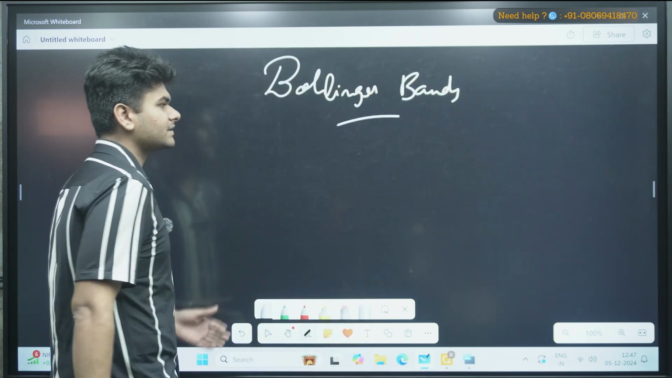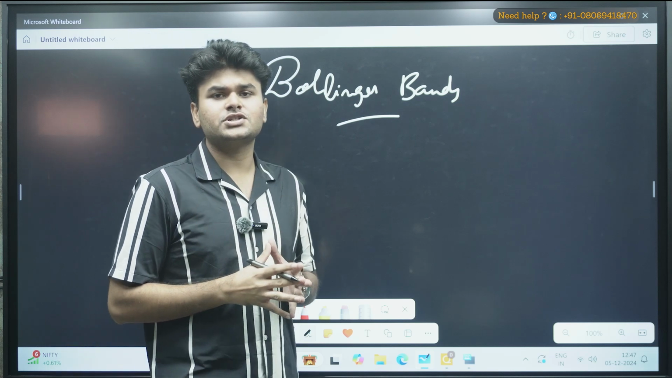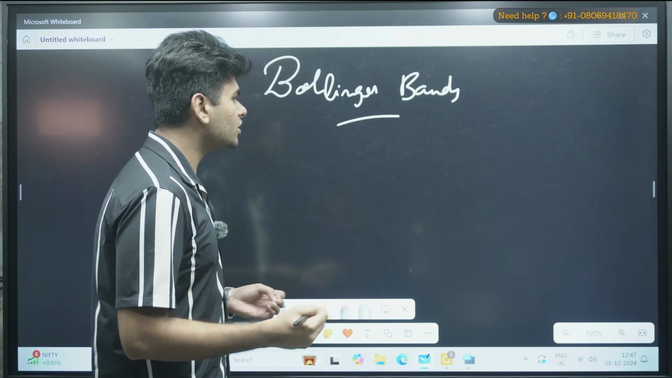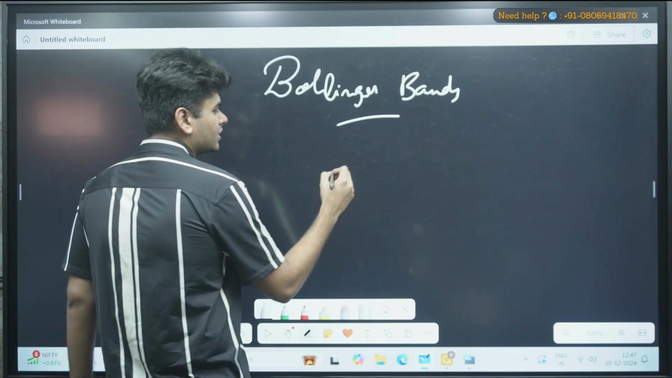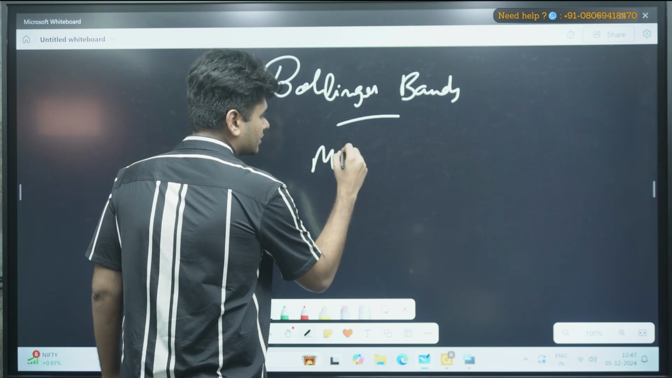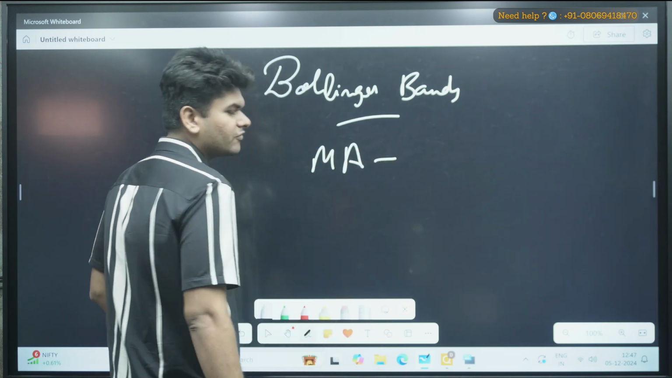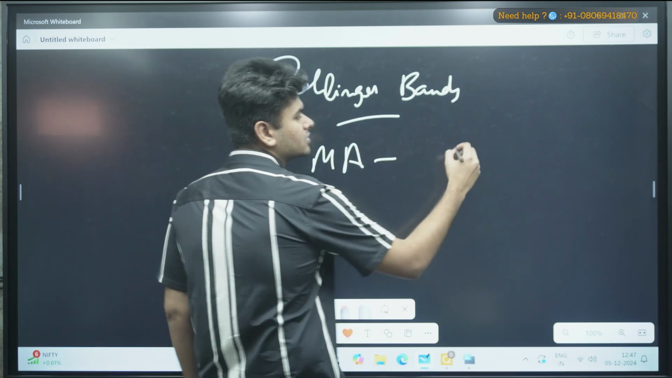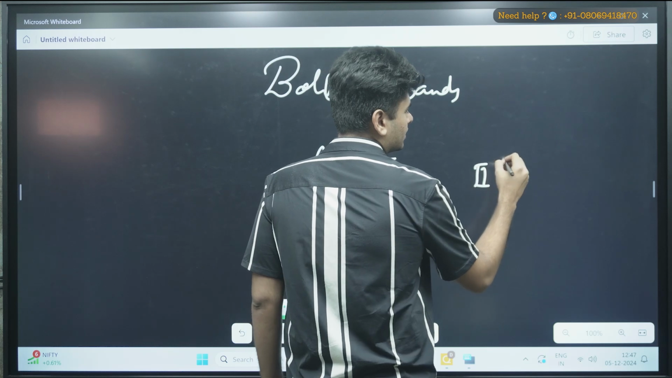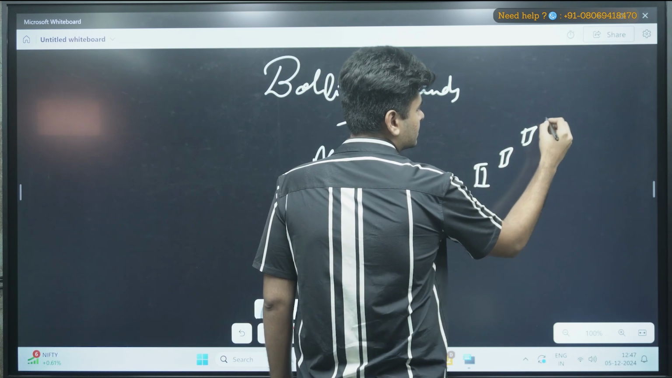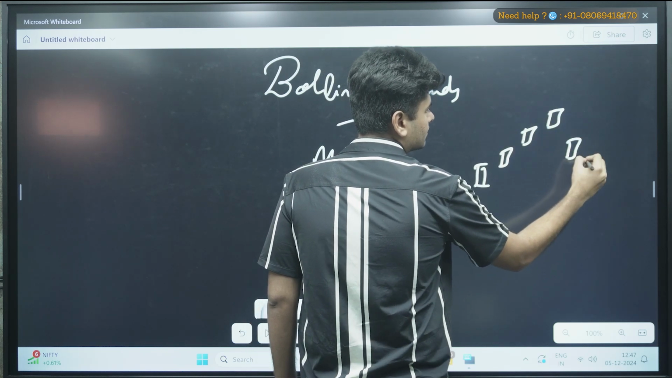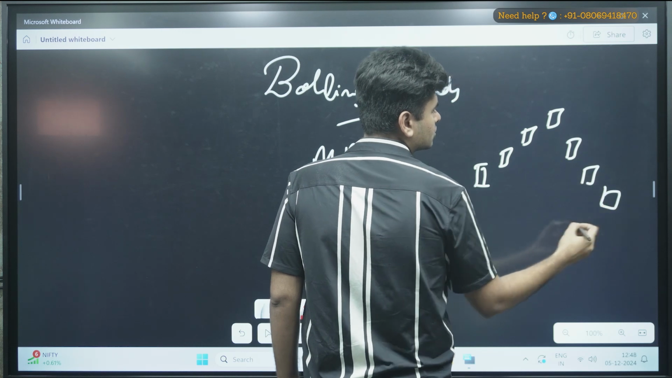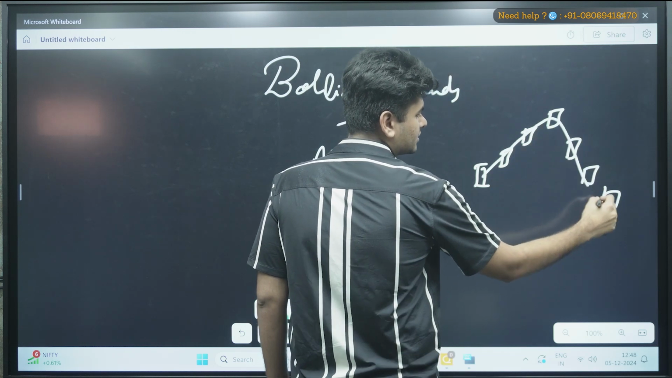So what are Bollinger Bands actually? What you're doing here in a Bollinger Band is that initially you have an MA. So there is an MA in the center. Let's suppose this is the price levels, and the price is moving like this. So obviously there will be a moving average.